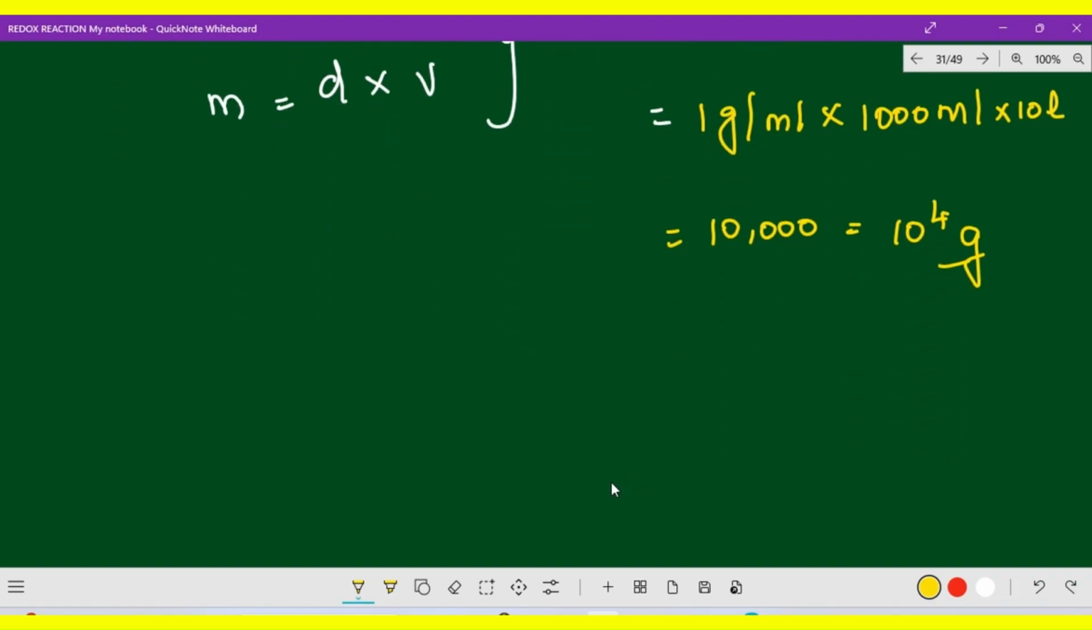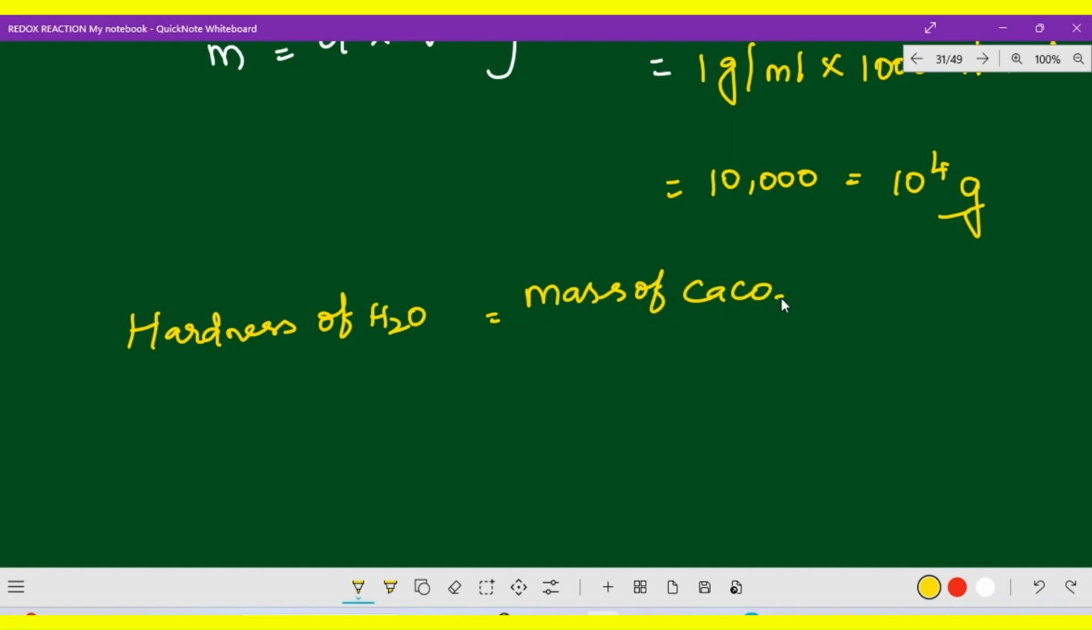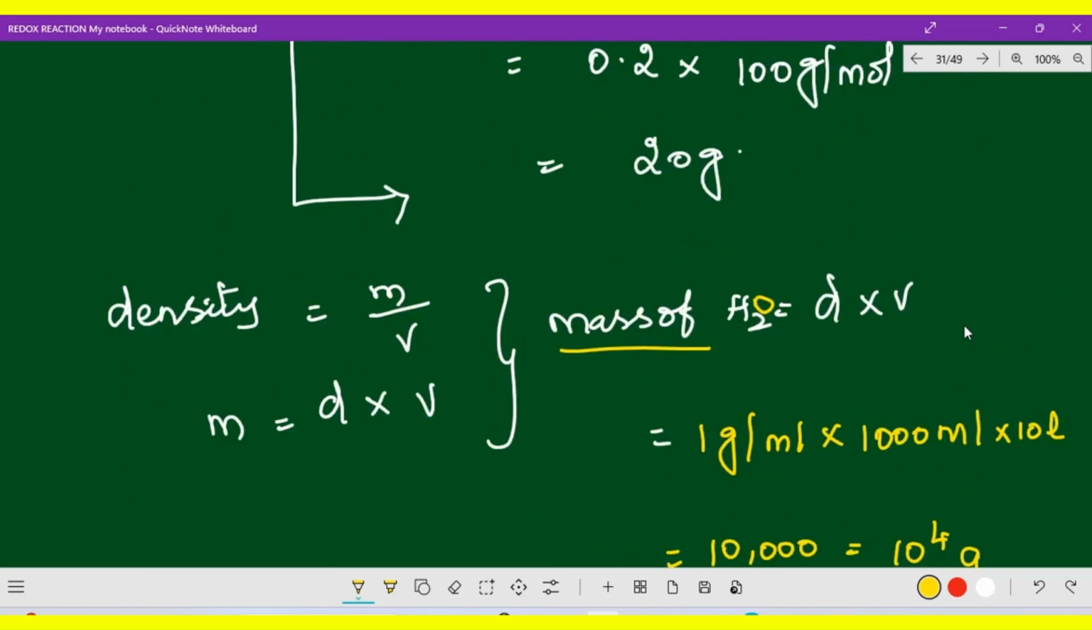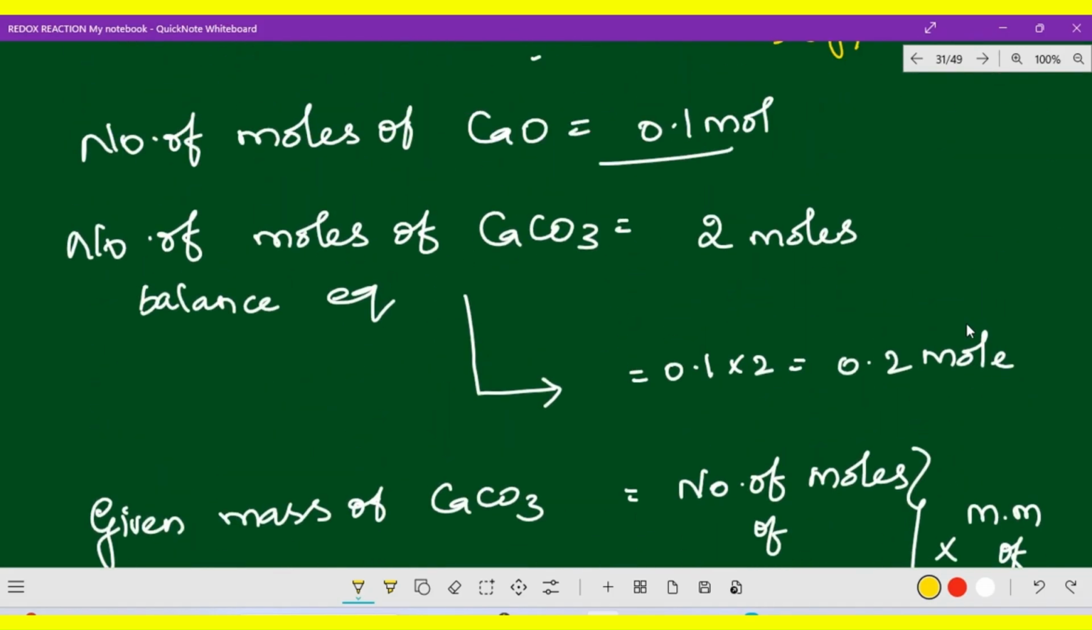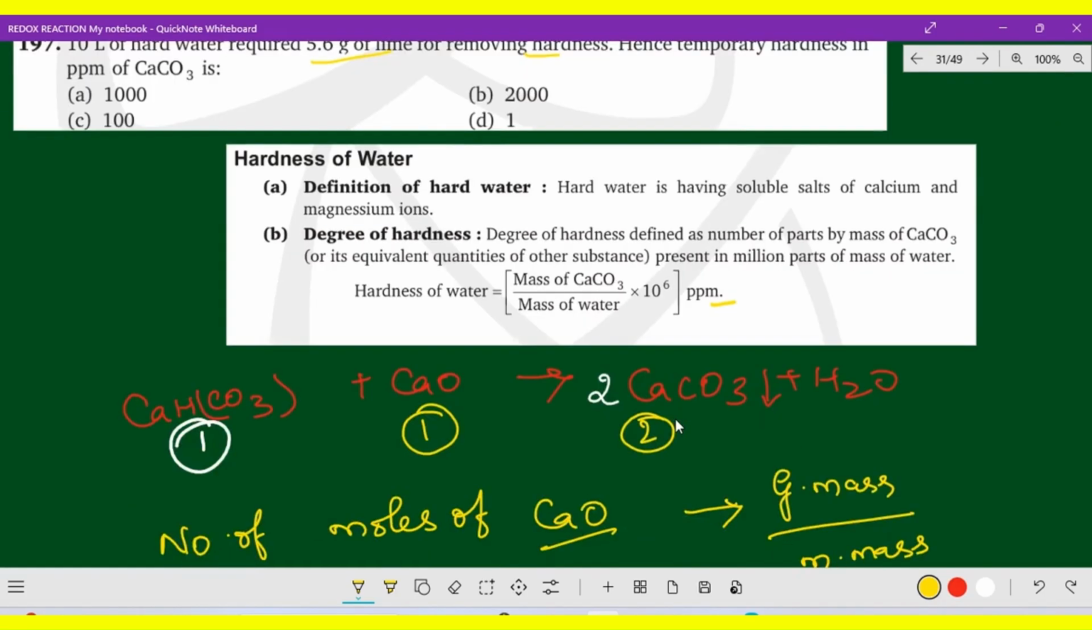Okay, now hardness of water. Now only we just mentioned hardness of water. What is the formula? Hardness of water is mass of calcium carbonate divided by mass of water, into 10 to the power of 6 ppm. You just check it in the points to be noted down. I have given one formula. Just check it. See here, hardness of water is mass of calcium carbonate divided by mass of water into 10 to the power of 6 ppm. Right, got it? So apply the values.